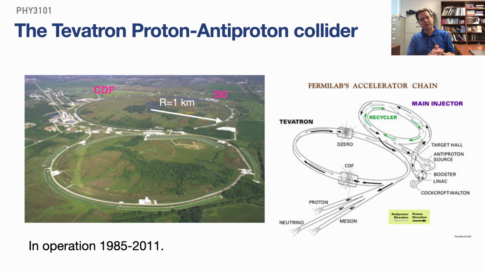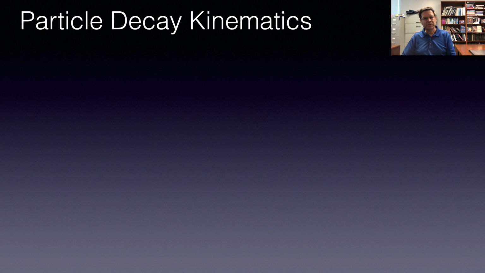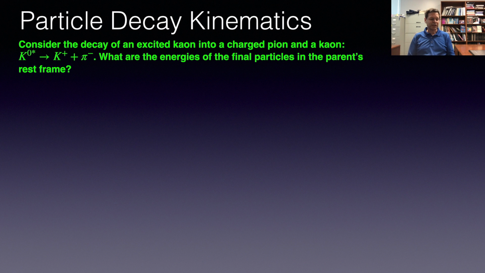So those were some examples of kinematics for collisions, where I collide one particle either at rest or in the opposite direction, and I can figure out how much invariant mass I have. What about decays? So let's talk a little bit about particle decay kinematics. In particular, I'll do an example here where we consider the decay of one particle. It's an excited kaon, which can decay into a charged pion and a charged kaon.